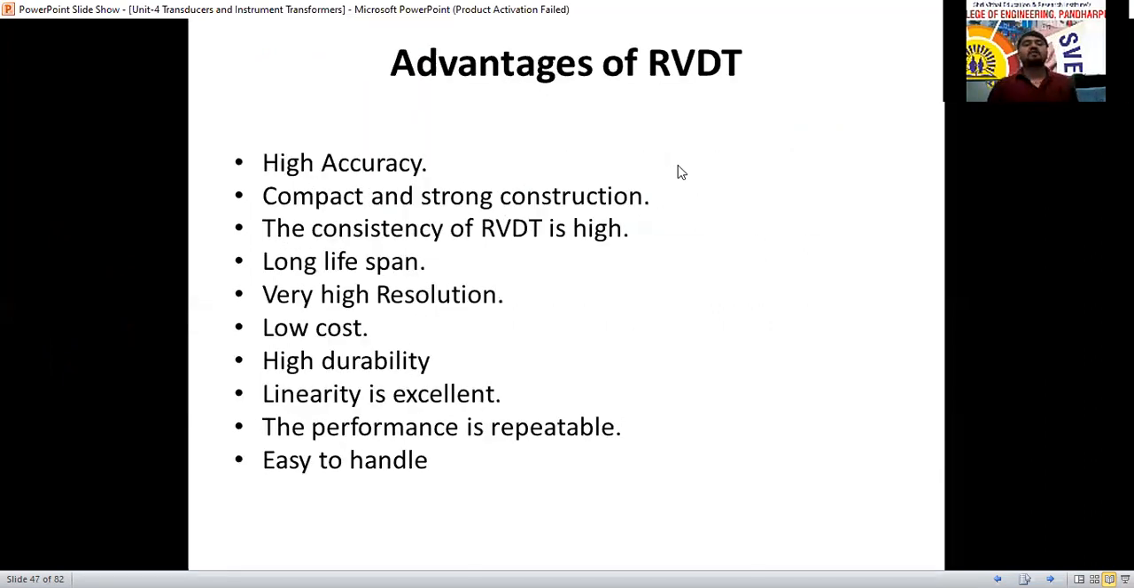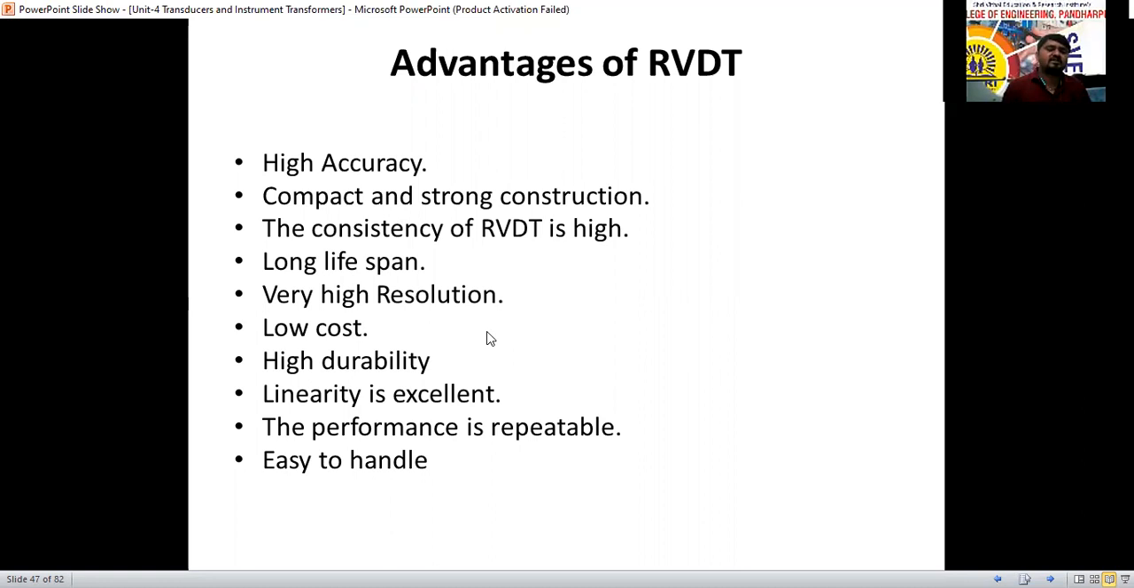So the RVDT has some advantages because it gives angular displacement. It is going to give high accuracy. Size is very small, a small rotating part we are using here. So compact and strong construction is there. The consistency of the RVDT is very high. It has a long lifespan and very high resolution. Cost is less because only a small instrument is considered.